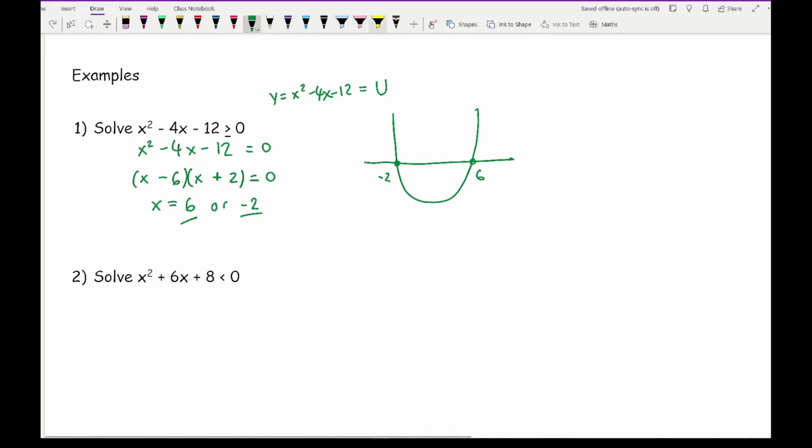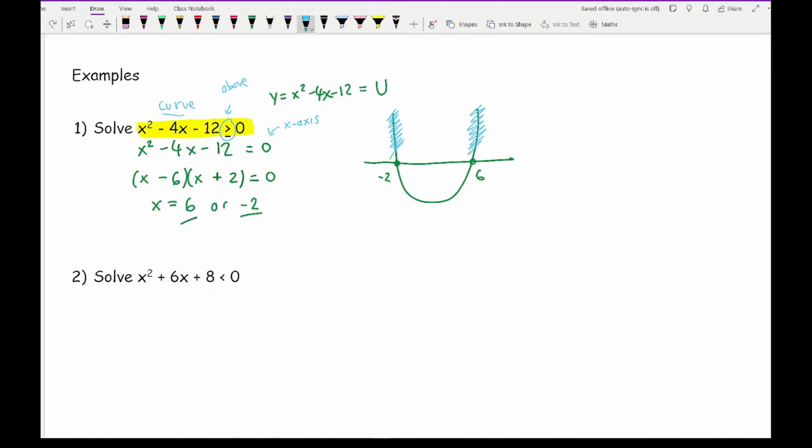Now I need to look at the actual question: whether it's less or equal to 0 or greater or equal to 0. Here it says I want where the curve is above, and 0 is the x-axis. Once you've got it in this format, the expression represents the curve. Less than means below, greater than means above, and the 0 represents the x-axis. So here I want the region where the curve is above the x-axis, and that's this bit here and this bit here.